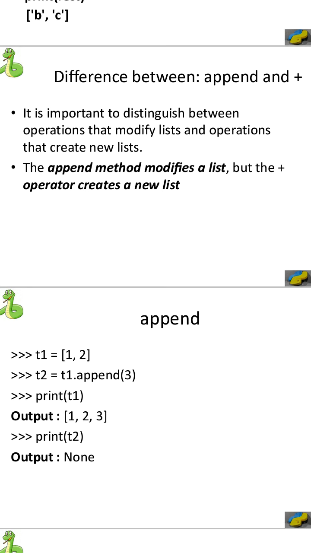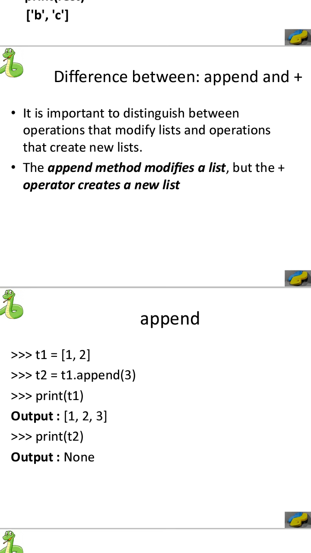Whereas whenever I am using the plus operator, as we have studied, the plus operator performs concatenation of two lists, and after performing concatenation, the result will be stored in another list. It means the plus operator creates a new list to store the concatenated elements of two lists. That can be shown in the below examples.